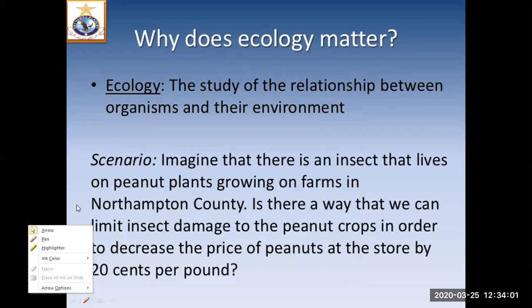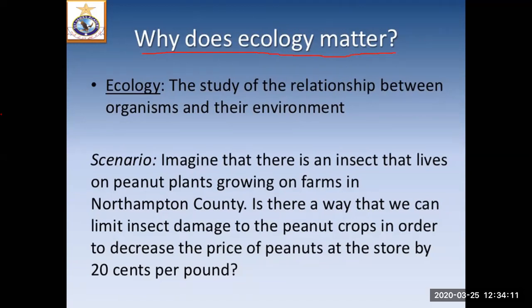So if you can read this. Why does ecology matter? The study of the relationship between organisms. Scenario: imagine that there is an insect that lives on peanut plants growing on farms in Northampton County. Is there a way that we can limit insect damage to the peanut crops in order to decrease the price of peanuts at the store by 20 cents per pound? So actually this is ecology, the study of the relationship between organisms and their environment, like in the previous slide. This is a sample problem: how can we manage all these things? Now let's see, we'll talk about it in the next slide.